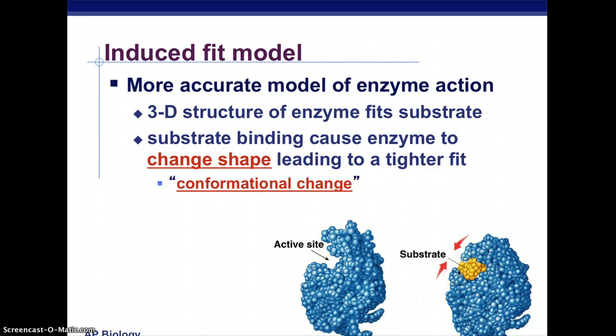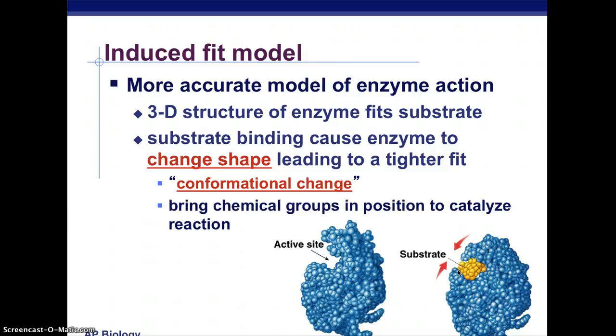So we call this a conformational change. Conformational is just a fancy way of saying shape. So conformational change, a change in shape. And it brings the chemical groups into the right position to catalyze the reaction. So it either puts stress on the bond to break the substrate, or aligns two molecules at the proper angle to build a bond.